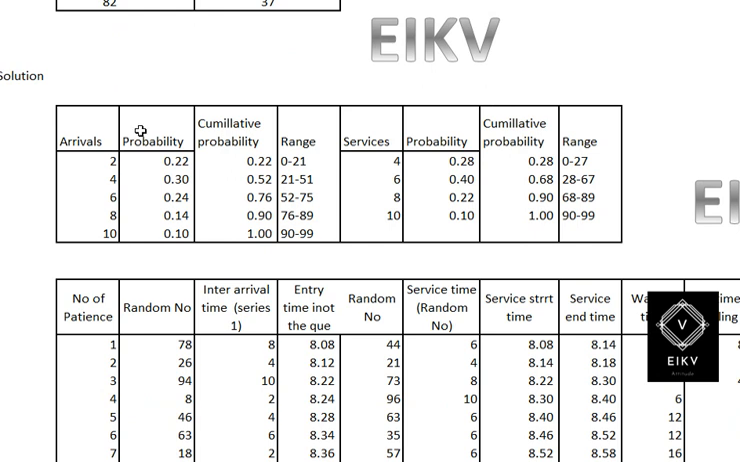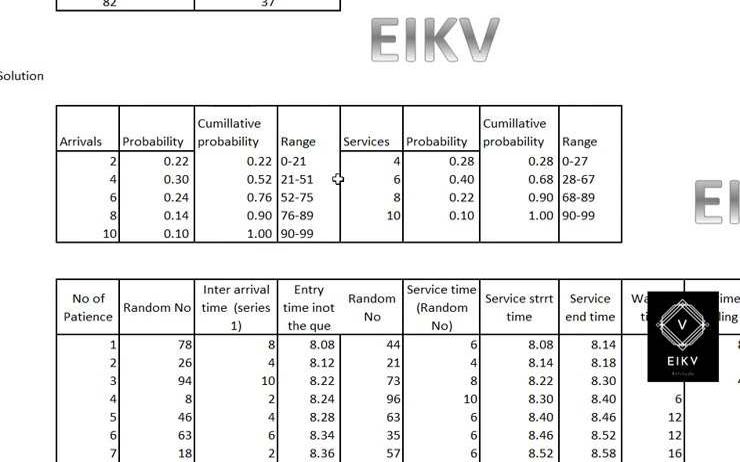Going ahead with the solution, we need to compute the range. For that we have arrival and service, therefore we need to compute the range for arrival as well as the range for service time. So for arrival, as mentioned in the question, we need to write the arrival time and probability. Then we have cumulative probability, starting from 0.22, 0.22 plus 0.3, 0.52, 0.52 plus 0.24, 0.76, 0.76 plus 0.14, 0.90 and 0.9 plus 0.1 will give you 1 or 100. So the range will start from 0 to 21, that is 22 on the cumulative probability minus 1 will give you 21.